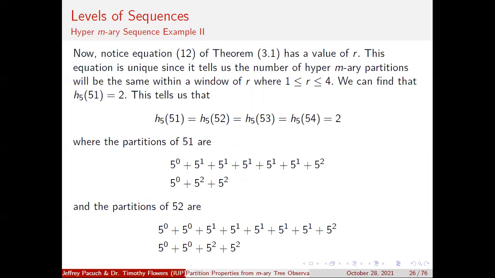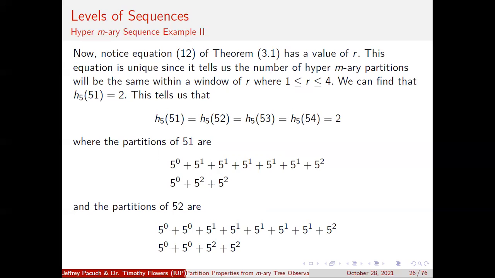Okay, so I want to prove equation 12. And if you don't remember what equation 12 is, that's okay. It was the hyper m-ary partitions of the product of m times n plus that R value, where I told you R was bounded between 1 and m minus 1. So if we stick with our example of H5, that means R is going to be bounded between 1 and 4. And all that theorem is telling us is that if we add 1 each time, where R is between 1 and 4, the hyper 5-ary partitions of 51 and 52 and 53 and 54 will all be the same. And we can actually go ahead and do this.